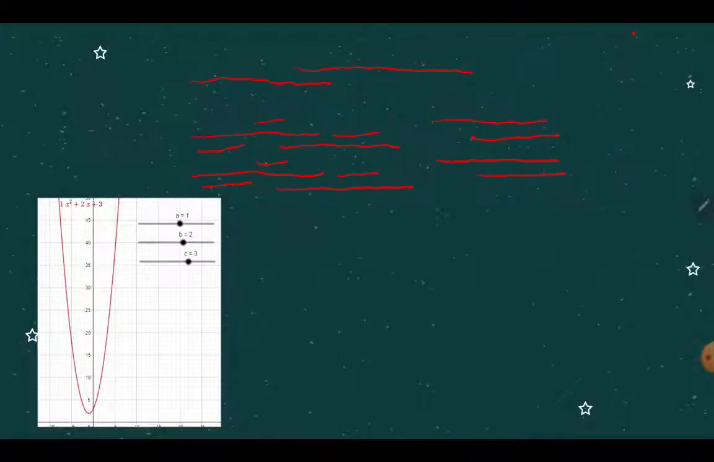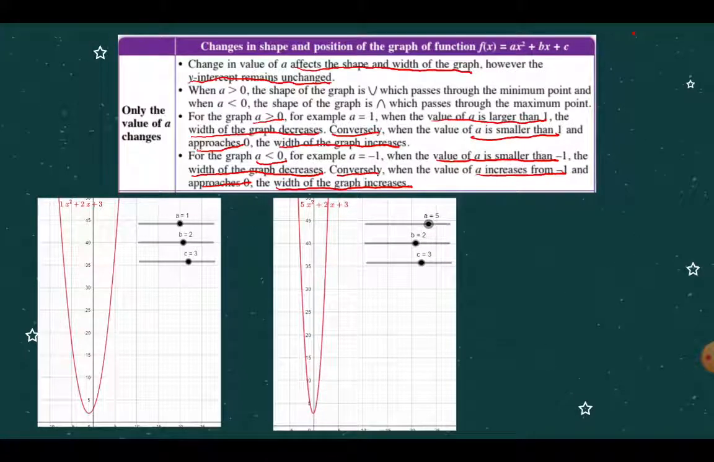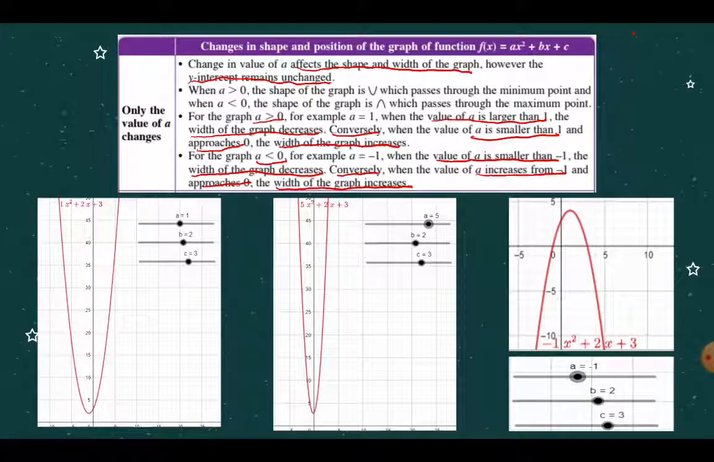Okay, let's look at the graph. So this is the case A greater than 0. When the value becomes bigger, the width becomes smaller. This is when A is less than 0. In this case, the value of A is negative 1, so the size of the width is the same as the original one.